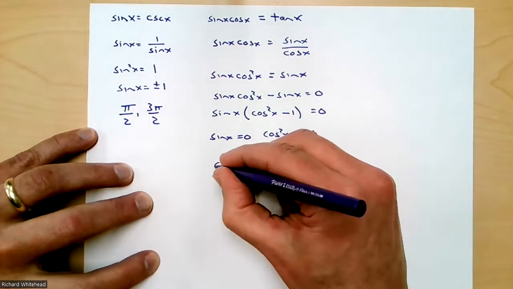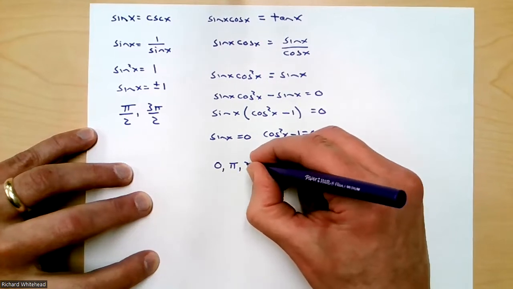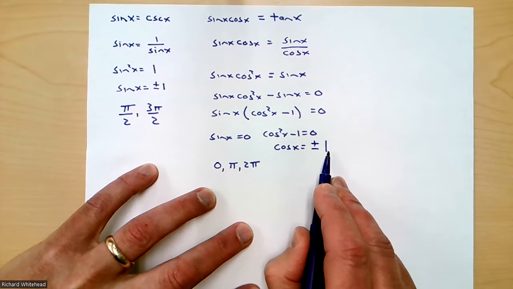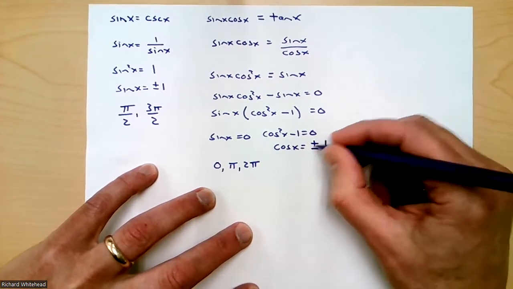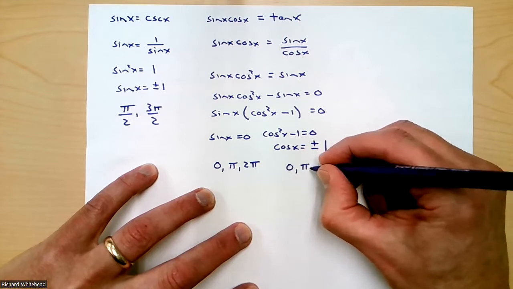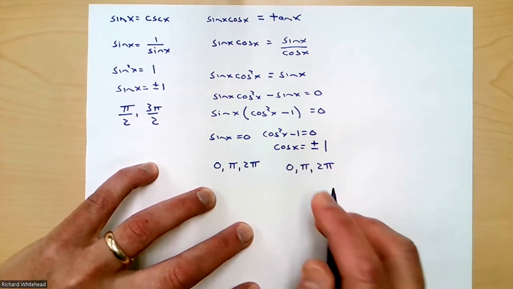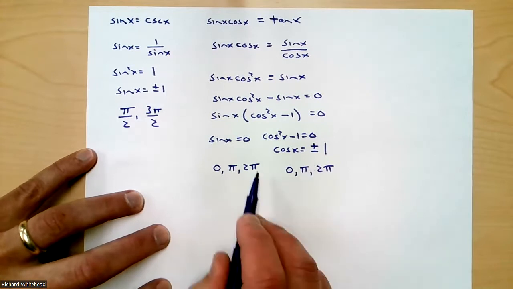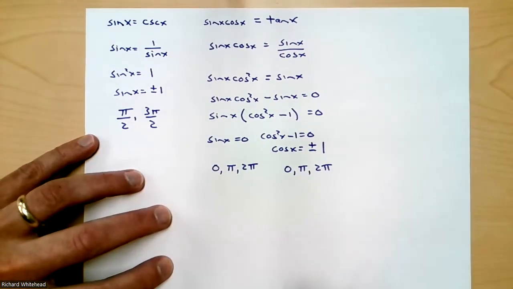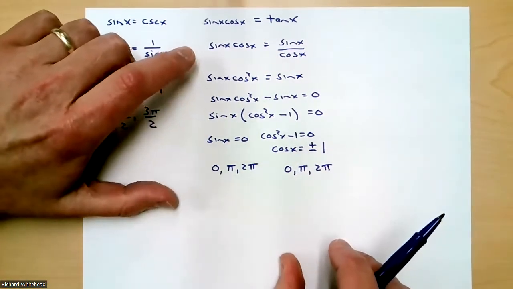So when does sine equal 0? Well, that's good old 0, pi, 2 pi again. Oh my gosh. Cosine is equal to plus or minus 1. That's also, wait a second, that's also 0, pi, and 2 pi. And then the question is, well, do these actually check? Because it never hurts to check. With squaring both sides, you definitely have to check, but it never hurts to check.